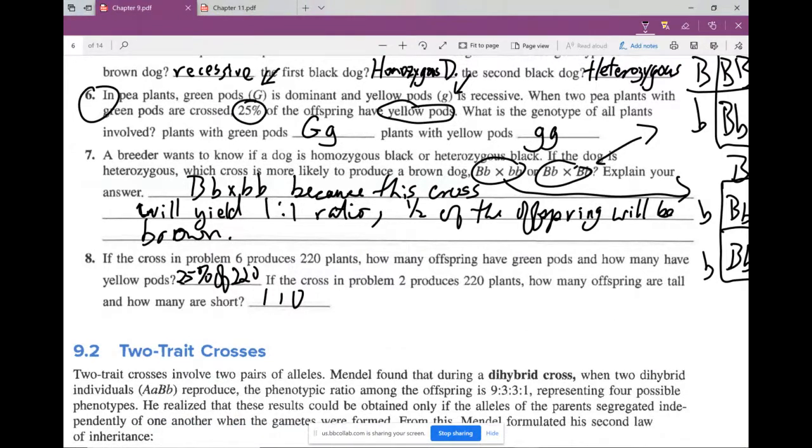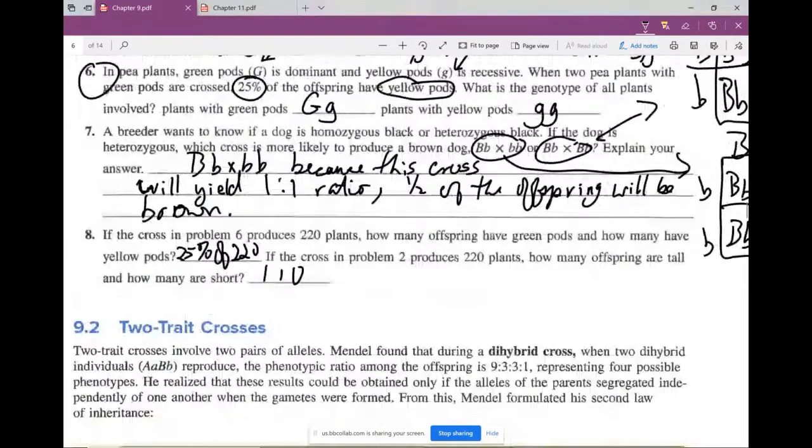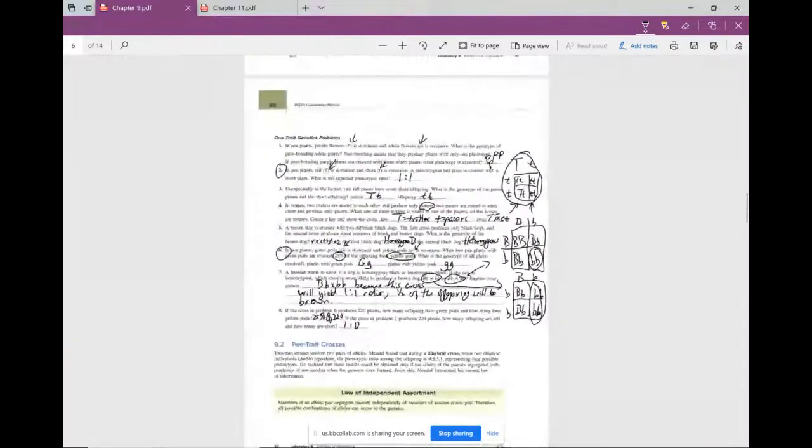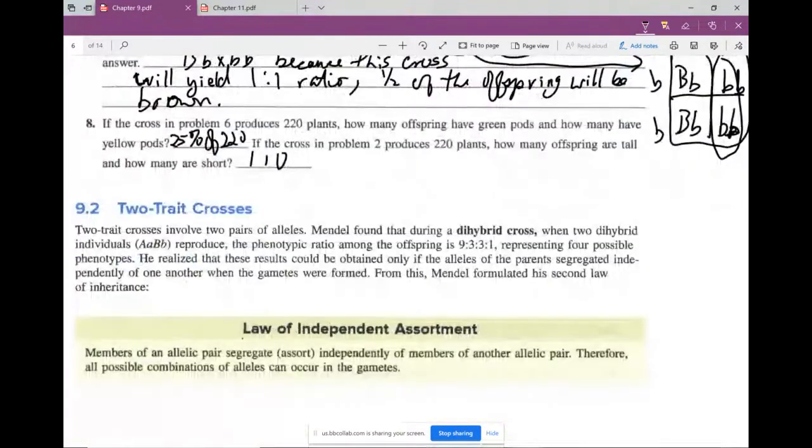Half, right? All right, so now that brings us to two-trait crosses, and I'm just going to talk about that. Two-trait crosses involve two pairs of alleles. So now we're talking about two different types of traits being considered at the same time. We use a dihybrid cross just like we use a monohybrid cross. Dihybrid cross meaning both individuals are heterozygous for both traits. And if we do that, our phenotypic ratios are always going to be 9-3-3-1.